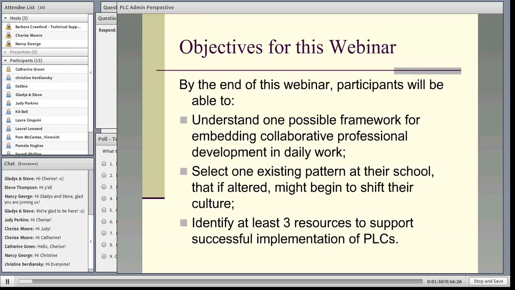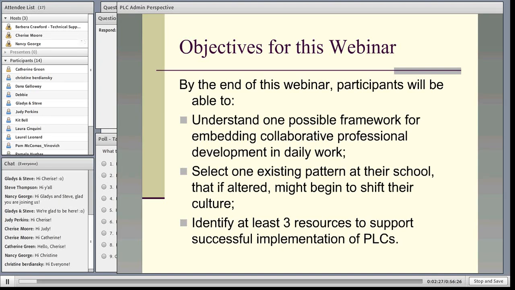So to go over some more specific objectives for the webinar, by the end of the webinar, you should be able to understand a possible framework for embedding collaborative professional development in your daily work and the daily work of your teachers, more importantly, to select an existing pattern at your school that, if altered, might begin to shift your culture in the direction of professional learning communities and collaborative work, and to identify at least 3 resources that will support successful implementation of professional learning communities.